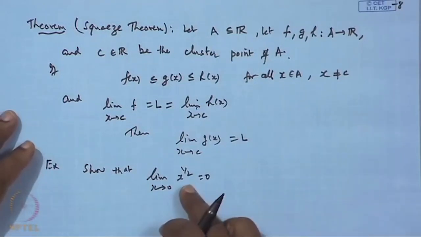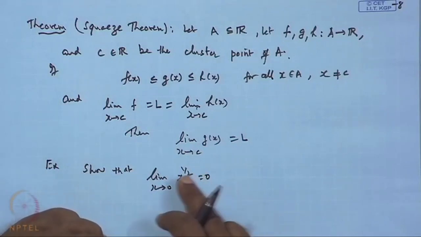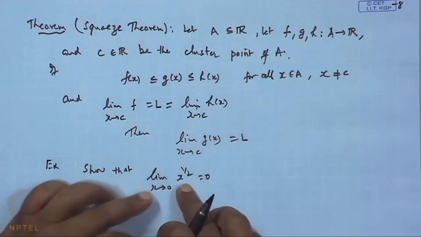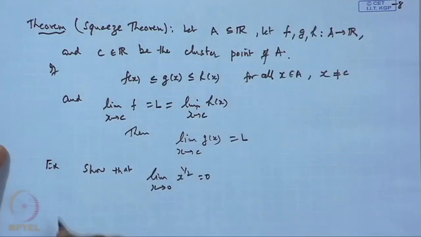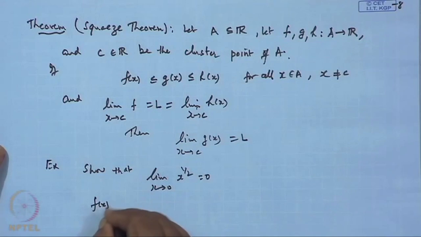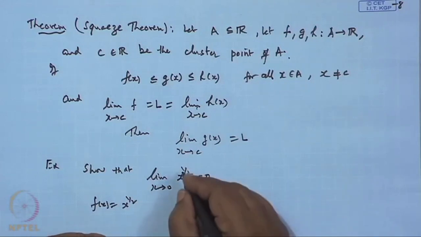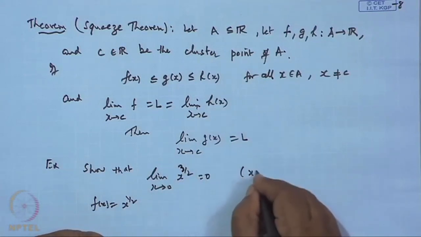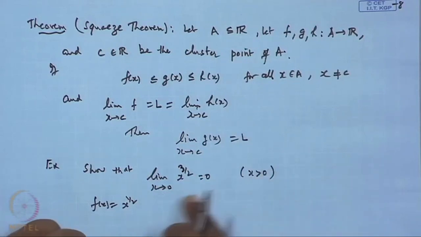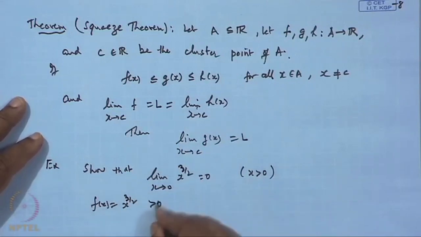Of course, this was discussed when we did Cantor's theory, that x to the power alpha, alpha is rational, alpha n is a sequence, converges, then alpha will go. That is already discussed, but still, using this squeeze theorem, we can prove this. So, how? Suppose f(x) is basically x to the power half for all x. Let it be 3 by 2, okay, for this x is greater than 0. x is greater than 0, sorry, so that this is positive. Now, f(x) is x to the 3 by 2, when x is positive, it is positive throughout.